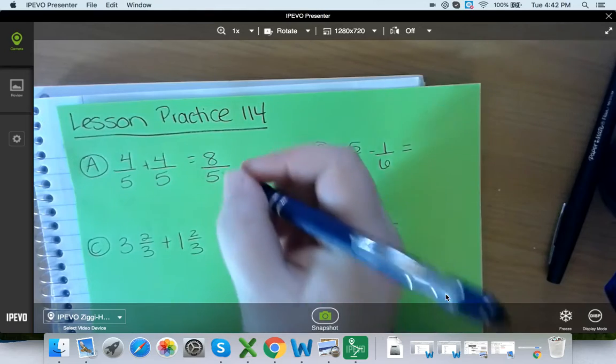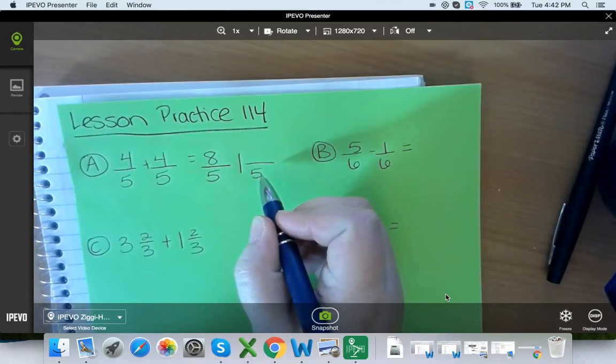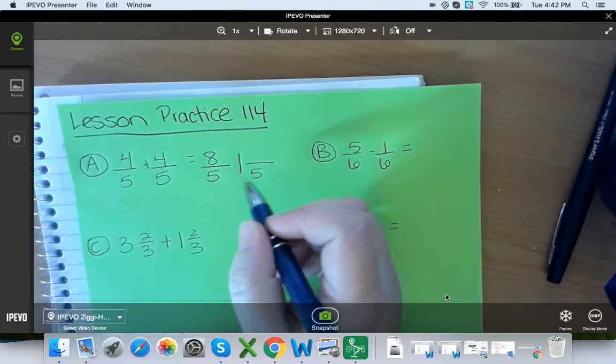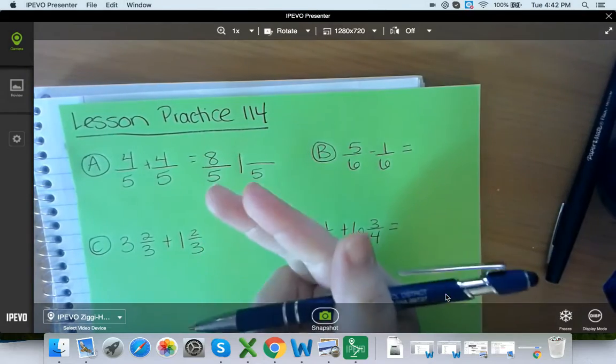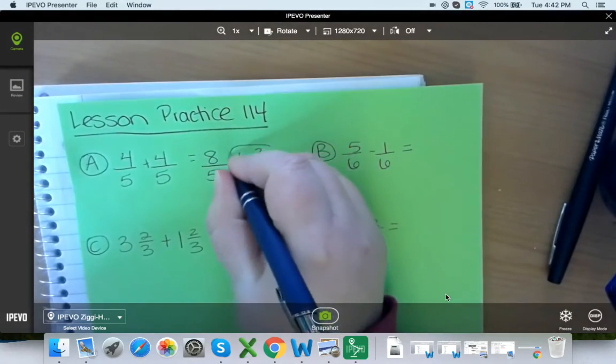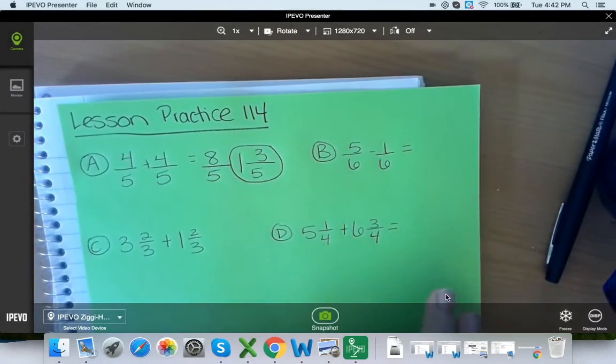Well, it can only go once, so I'm going to have my big 1 there. Now I've got 5 times 1 is 5, and I've got to get to 8 now. So 5, 6, 7, 8, that's going to be a 3. So my final answer in that one cannot be reduced anymore either. It's going to be 1 3/5.